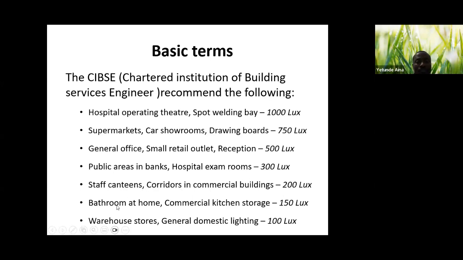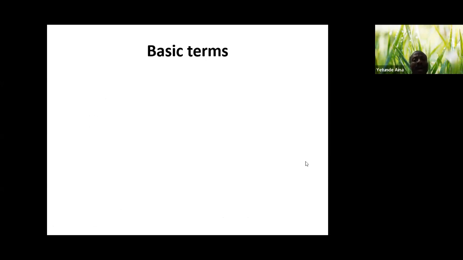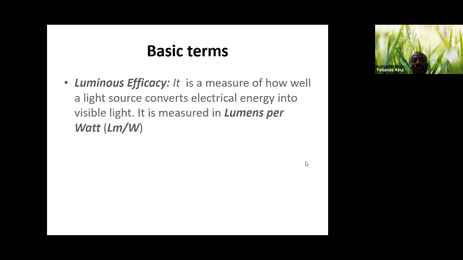Then for bedroom at home, the commercial kitchen storage, it should be 150 lux. And for warehouse stores, the general domestic lighting, we should have 100 lux. So this is what is recommended by this body. Then let's take a look at another term.